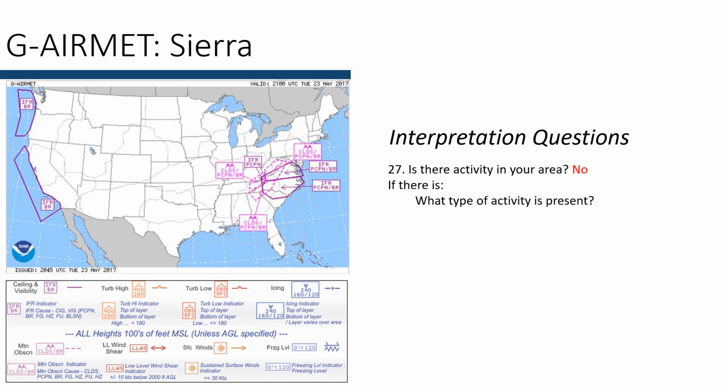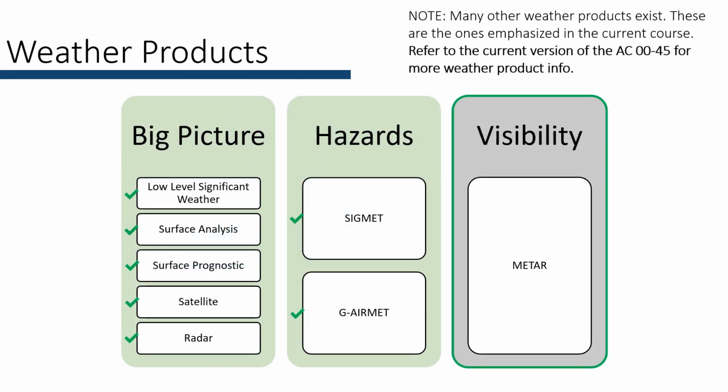Let's go over the answers. Question 27. Is there activity in your area? If there is, what type of activity is present? The answer is that there is no activity in the area. You have now completed the hazard section. Let's continue to visibility. The visibility section will discuss METARs and TAFs.